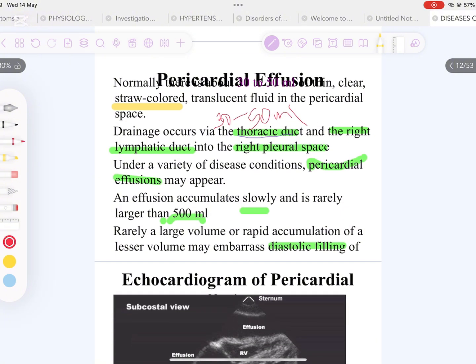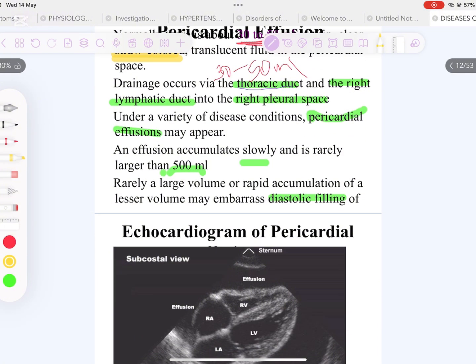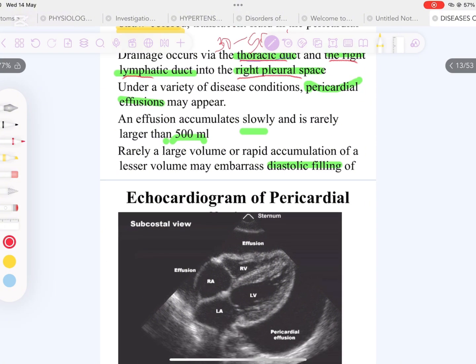So normally, we said earlier 15 to 50 ml, but on a normal basis there's about 30 to 50 ml of thin, clear, straw-colored, translucent fluid in the pericardial space, right? Now, if drainage wants to occur, it will first of all go to the thoracic duct, then the right lymphatic duct, and then into the right pleural space. Remember, pleural is for the lungs.